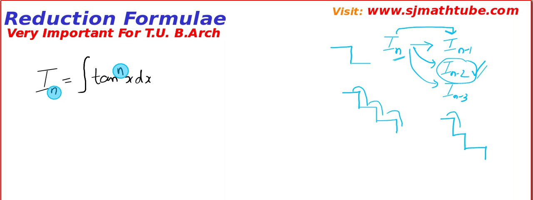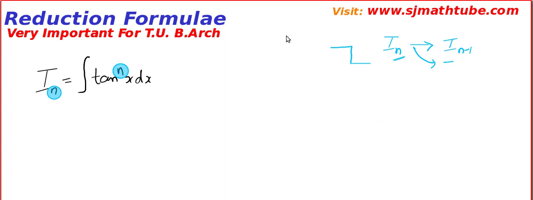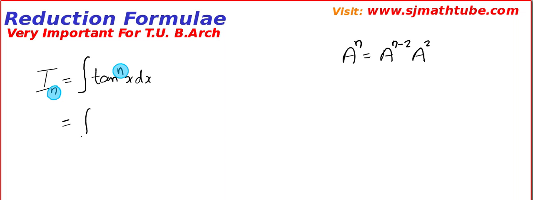If you understand the method for sine, then the method for cosine is similar. And if you understand the method for tan, I don't have to teach you the method for cot. Of course, there will be a difference in plus or minus, but the majority will be the same. Okay, so the method is very simple. It is based on laws of indices. a to the power n is a to the power n minus 2 into a square. And with that enlightenment, I am going to write this as tan to the power n minus 2 x into tan square x.